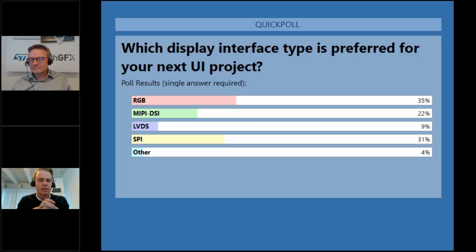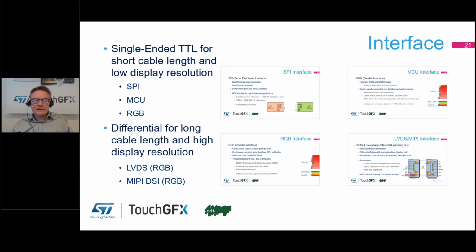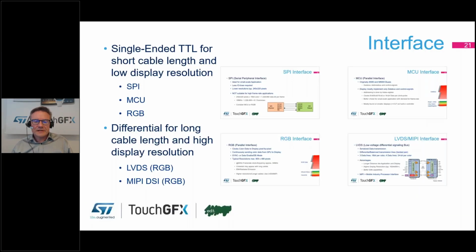RGB and SPI interface are the most commonly used. Is that what you also expected, Michael, or what do you say? Well, actually, yes. That's more or less what I would expect. I actually also find it interesting that so many are using MIPI already. That's a sign that modern displays are commonly used, because a MIPI interface is mostly found in very modern displays like mobile phone displays and tablet displays, where you have a very, very high resolution.